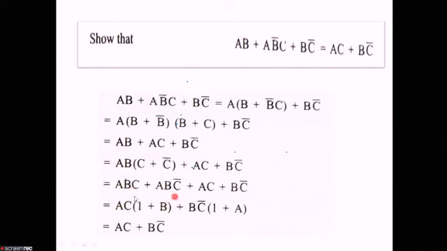From here we are taking the first term and the third term, taking AC as common, so AC(1 + B). And from the second and fourth terms, we are taking BC̄ as common, so it will be BC̄(1 + A). Now 1 + B is equal to 1, and 1 + A is equal to 1. So we can write AC + BC̄. This whole huge term has been reduced to just AC + BC̄. So we can see that LHS is equal to RHS, and this whole one is proved.